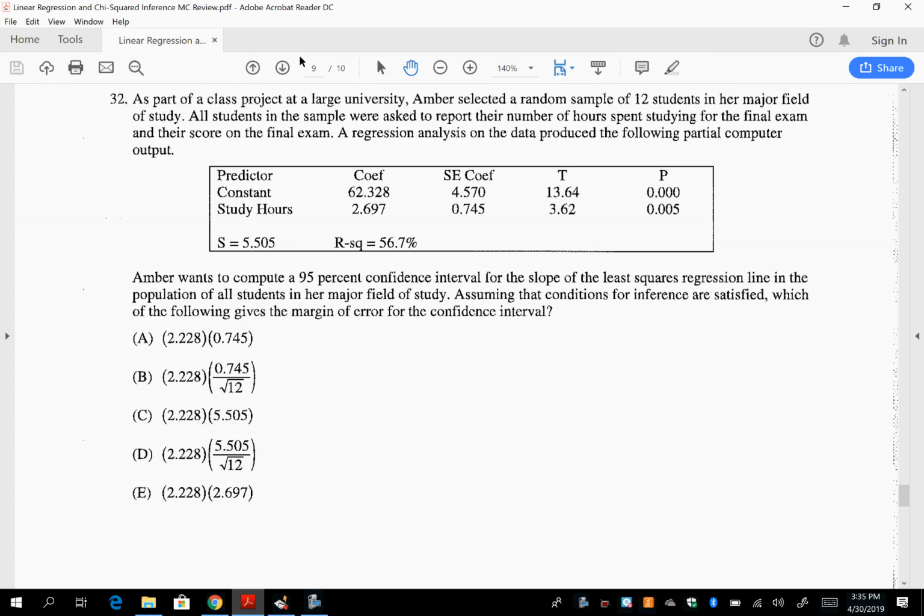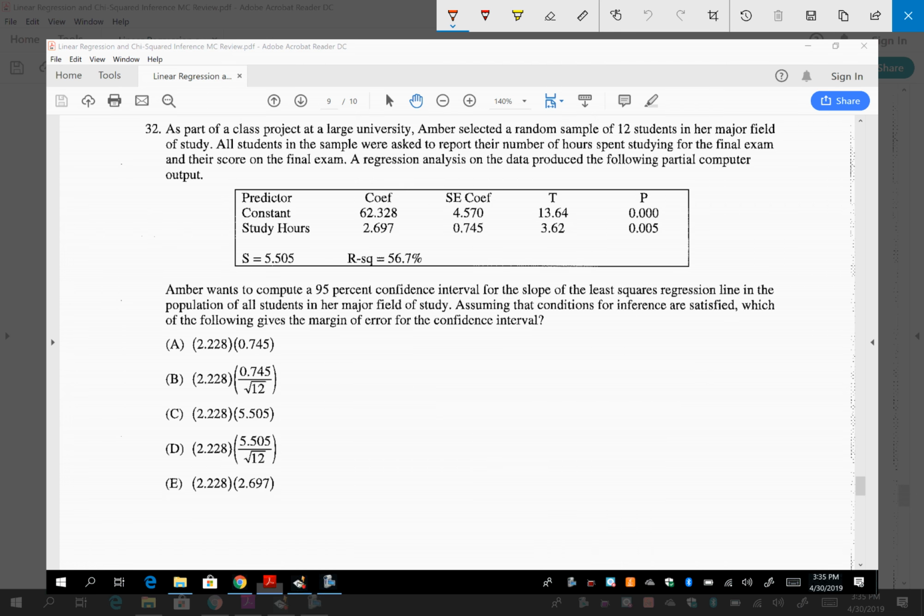So this is talking about a 95% confidence interval, again for the slope. So when I hear that, I'm thinking that I should be looking at the slope. In my table of values, what is the slope in this table? It is 2.697. So if I was making an interval, it would be B sub 1 plus or minus the margin of error. So 2.697 replaces B sub 1.